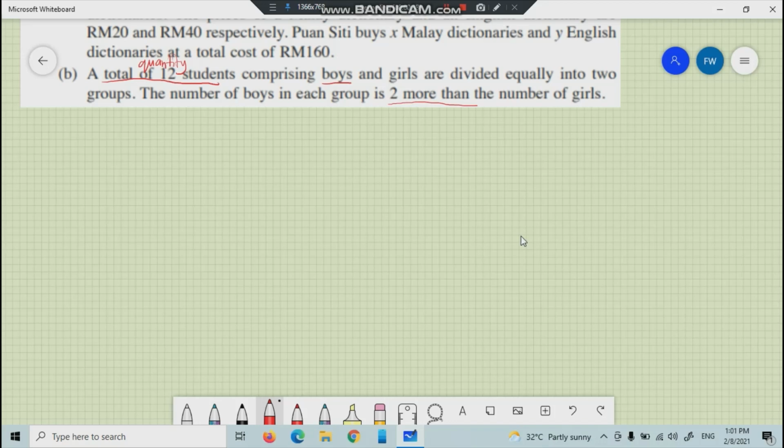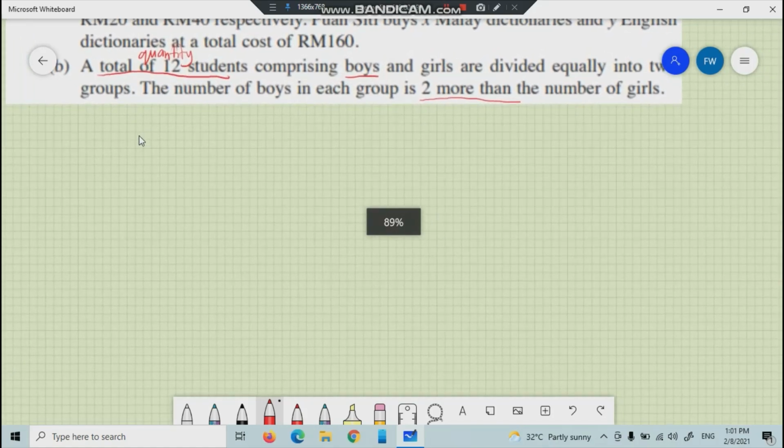So here you don't have the variables given, so you need to name your variable. So we can just say boy equal X and girl equal Y. What is the meaning of X and what is the meaning of Y? X is your number of boys, and also the same for Y, number of girls.